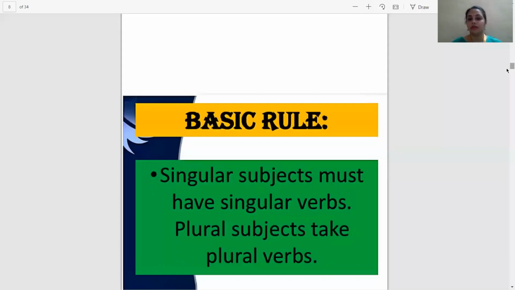What is the basic rule? Singular subjects must have singular verbs, and plural subjects should take plural verbs. This is the basic of subject verb agreement. And with all these above slides, I'm sure you must have got a clear idea how it works. If the subject has s, the verb will not have s. If the verb has s, the subject will not have s. It is as simple as that. Okay, let's move ahead. It's a long topic.